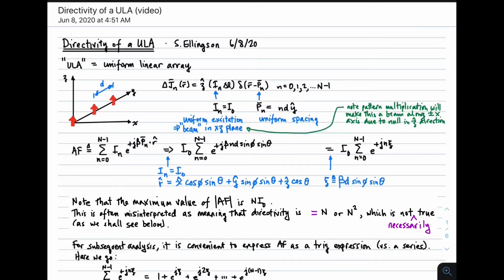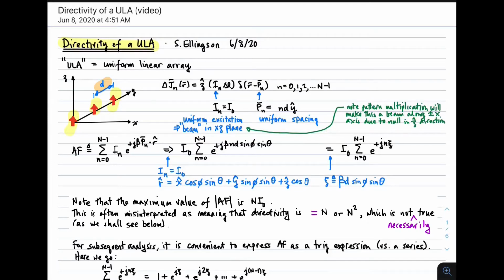Hi, welcome to a lecture on the directivity of a uniform linear array. The array we're going to consider in this lecture consists of current moments aligned along the y-axis as shown in this figure. Each current moment is aligned in the z-hat direction, and they're separated by a distance d. And there are n such current moments.